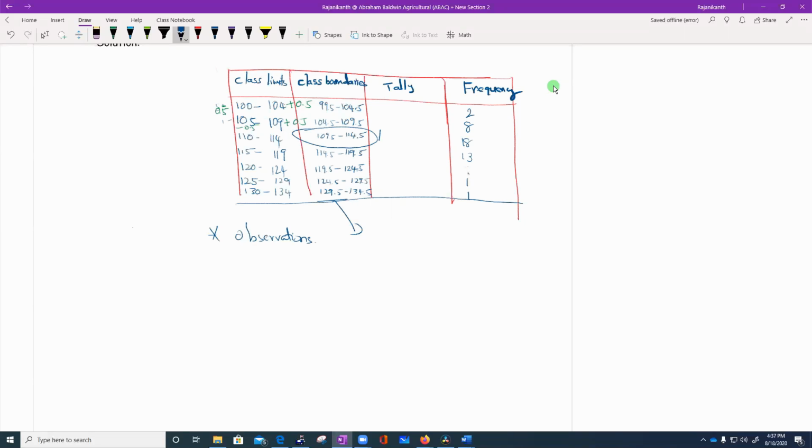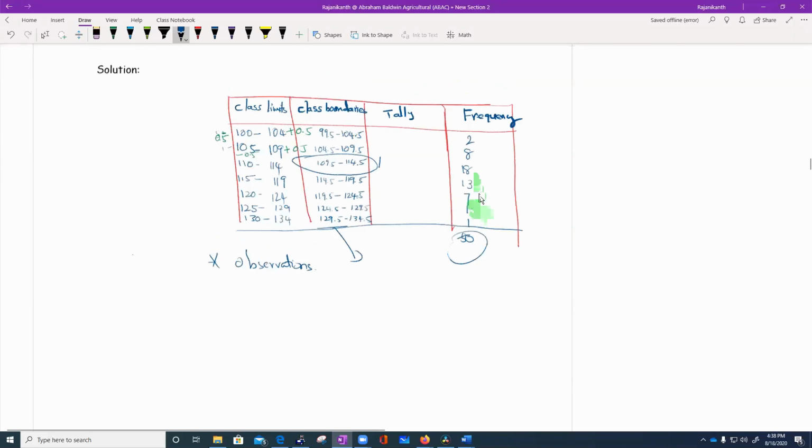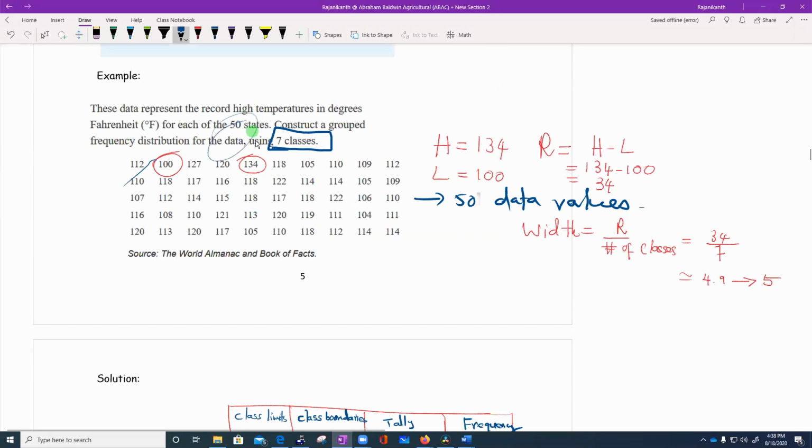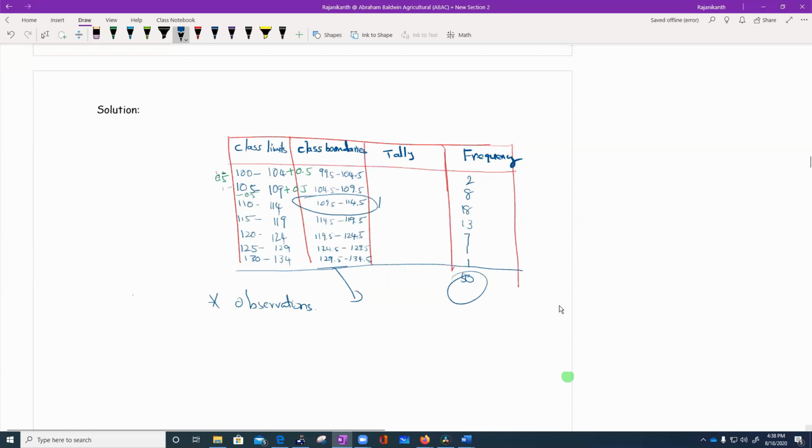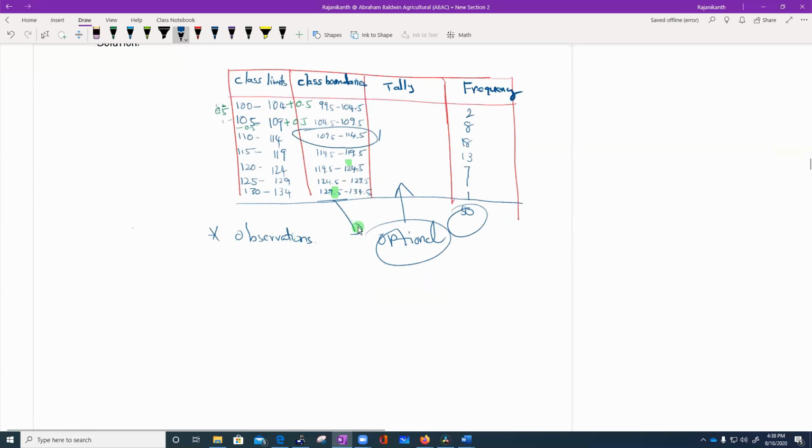Remember I told you earlier, you just check the total. What is the total we are getting along the frequency column? 8 plus 2 is 10, 10 plus 18 is 28, 28 plus 13 is 41, 41 plus 7 is 48, 49, 50. Yes, I'm getting 50 correctly because my entire data has 50 values. So it makes sense. So like that, you need to complete your grouped frequency distribution. I believe now everyone should have understood this.